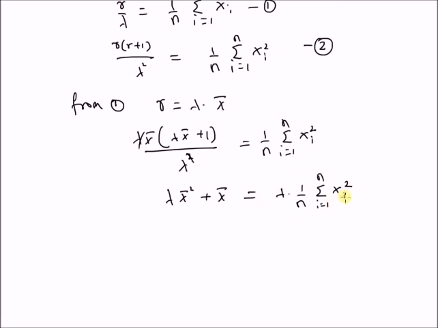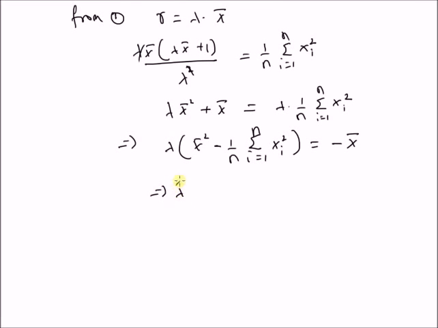So this is a linear equation in lambda, so it can be easily solved. We get lambda times x bar squared minus 1 by n summation i equals 1 to n xi squared is equal to minus x bar. So this implies that lambda hat is equal to x bar divided by the sample second moment minus the square of the sample mean, that is the sample first moment.